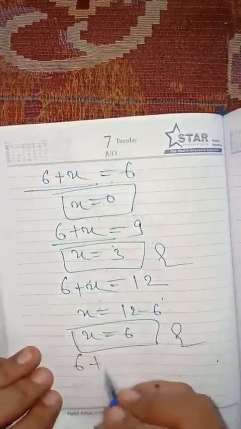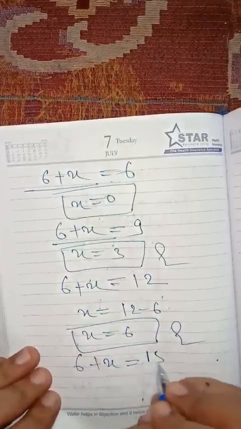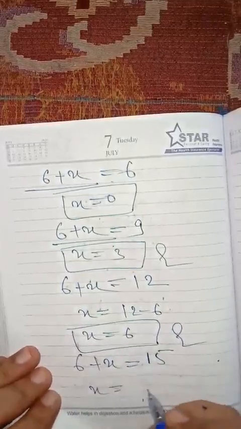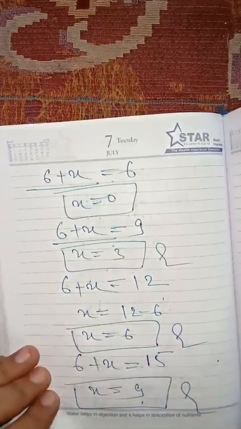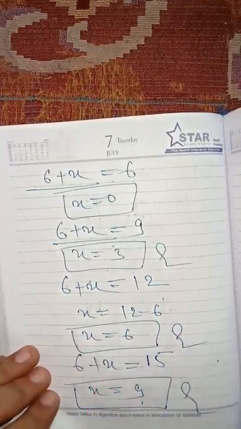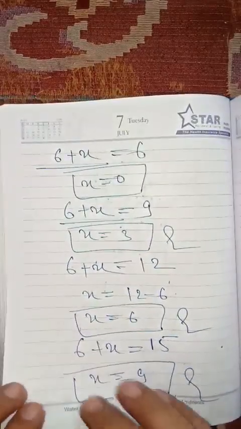And it is not essential that this will be equal to 12 only. This may be equal to 15. So x will be how much in this case? 9. Now students, we cannot try a new number. If we try 18, then x will be 12, and x cannot be a double digit number. So these are all the possible answers.